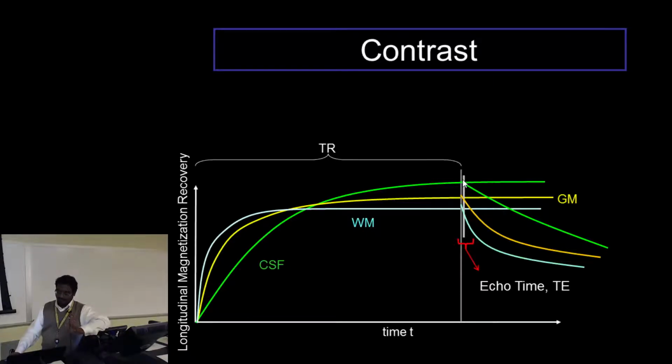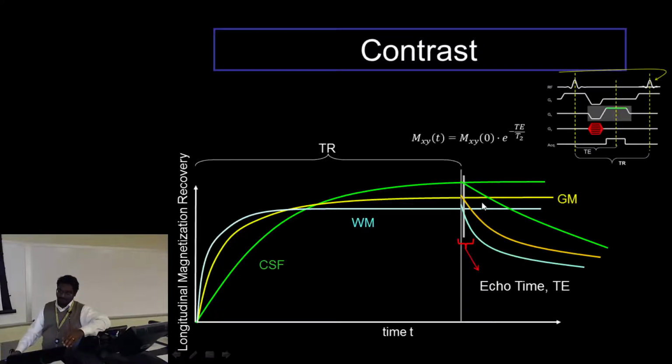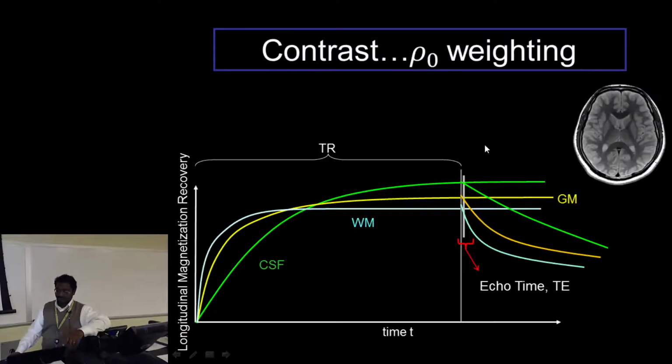So that tells you that, what does that give us? It gives us the signal or image which is weighted by the differences that we see here, which is based on your spin density of your tissue, right? So in terms of the equation, just to remind you, if TE tends to 0, this would be 1. Essentially, you're imaging M0. So that's what you would get in a spin density weighted image.